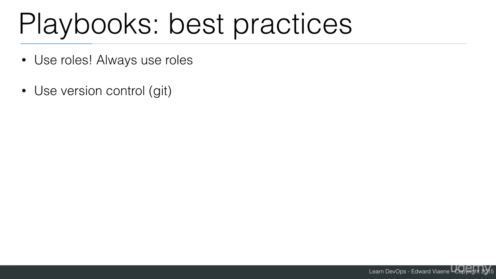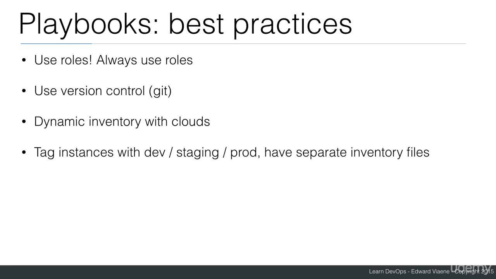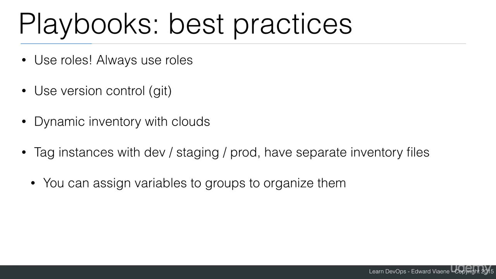Put your playbook in version control. If you want to make them public, make a public Git repository using GitHub. If you are using cloud, use dynamic inventories. You want to tag instances with dev and prod or have separate inventory files. You can also assign variables to groups to organize them better.